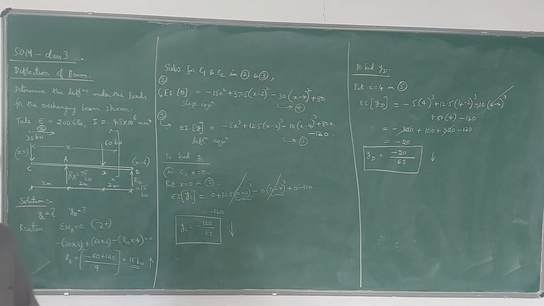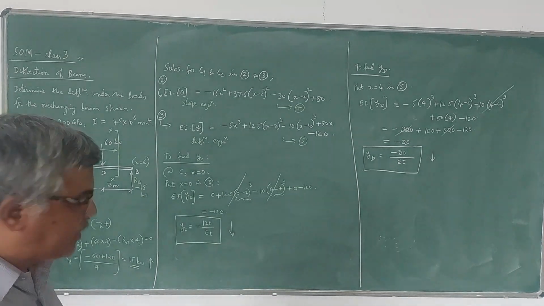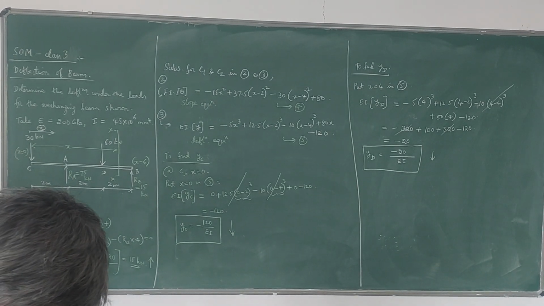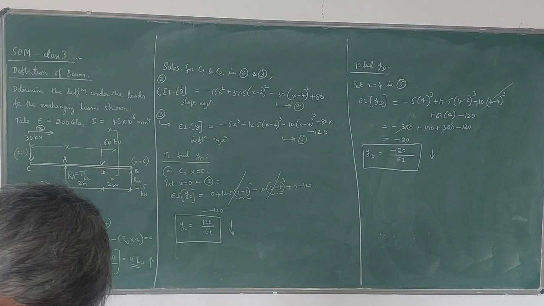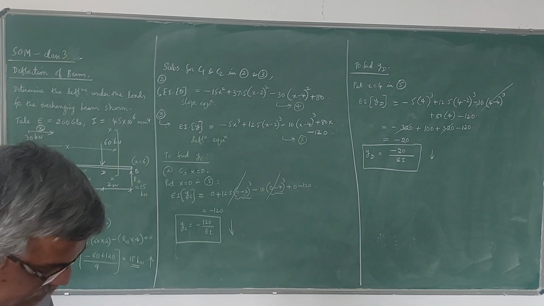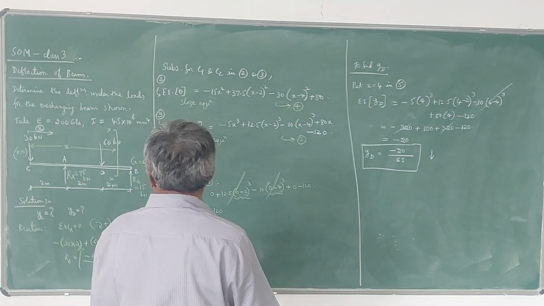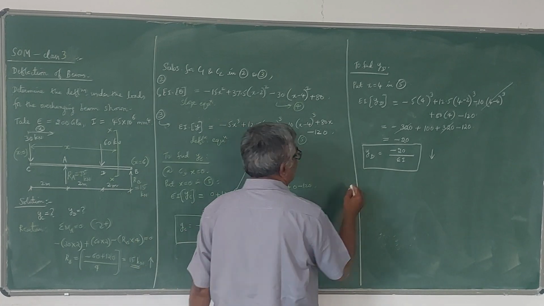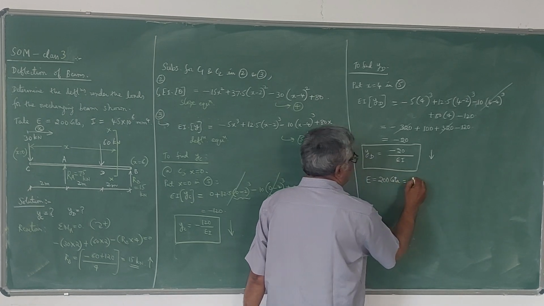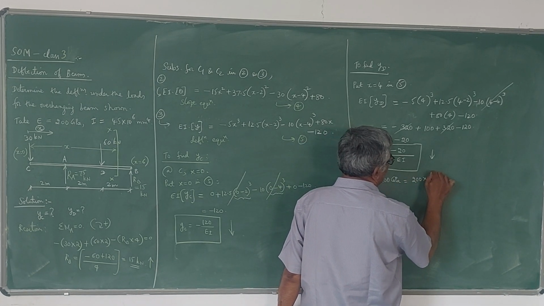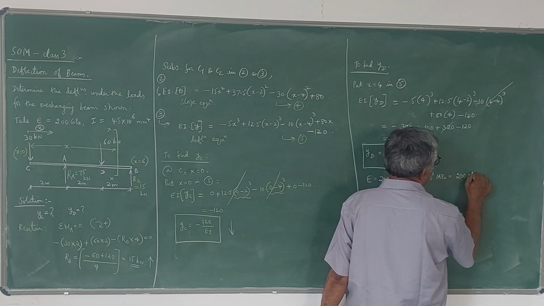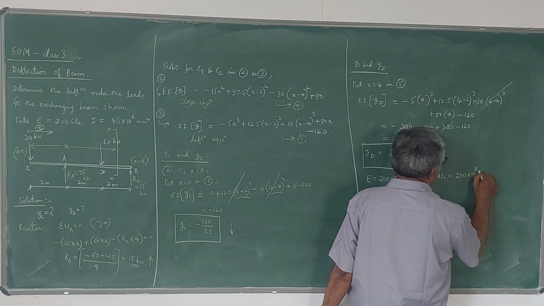Now let us see how we can evaluate in millimeters. So we have got YC as minus 120 by EI and YD as minus 20 by EI. Now by substituting for EI we can get the values in millimeters. We should be very careful here. The value of E is given as 200 GPa, or it can be written as 200 into 10 power 3 MPa. MPa means Newton per millimeter square. So 200 into 10 power 3 Newton per mm square.